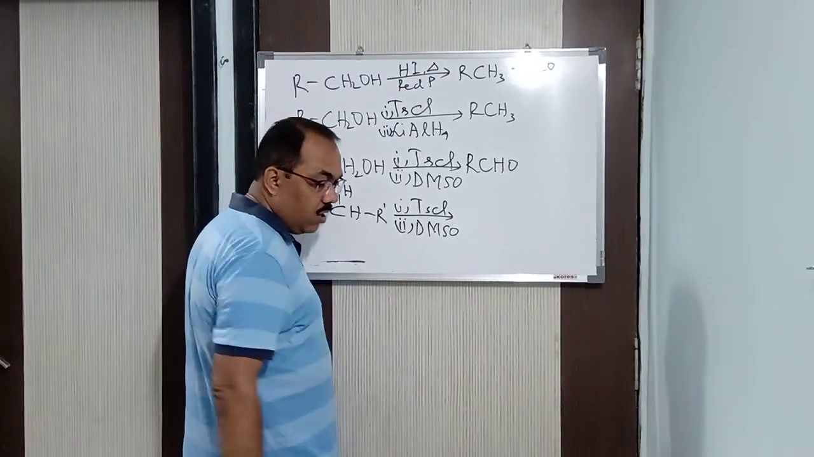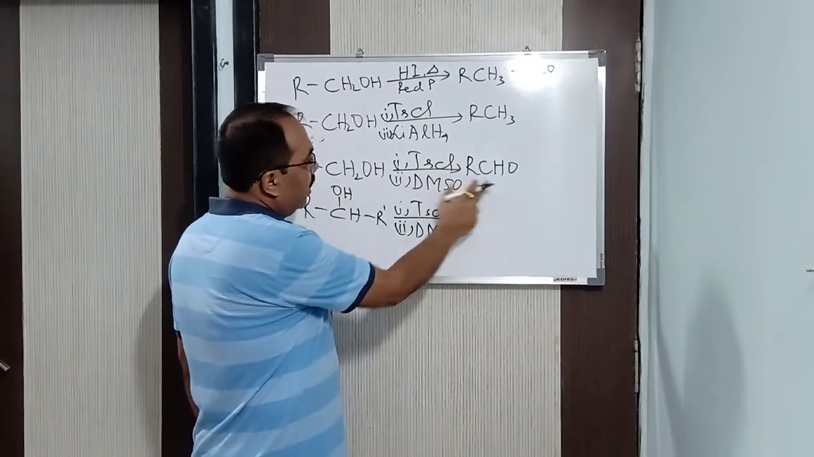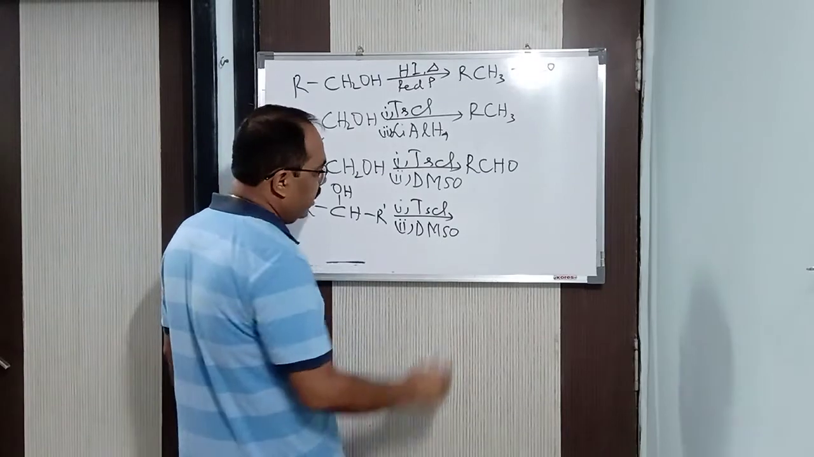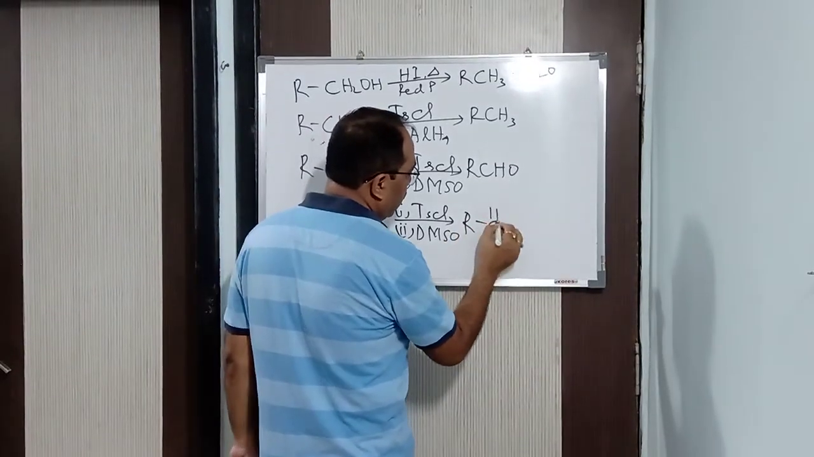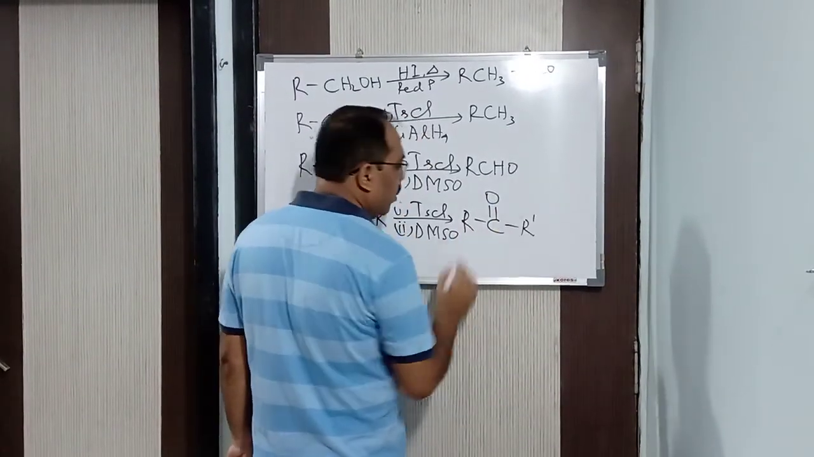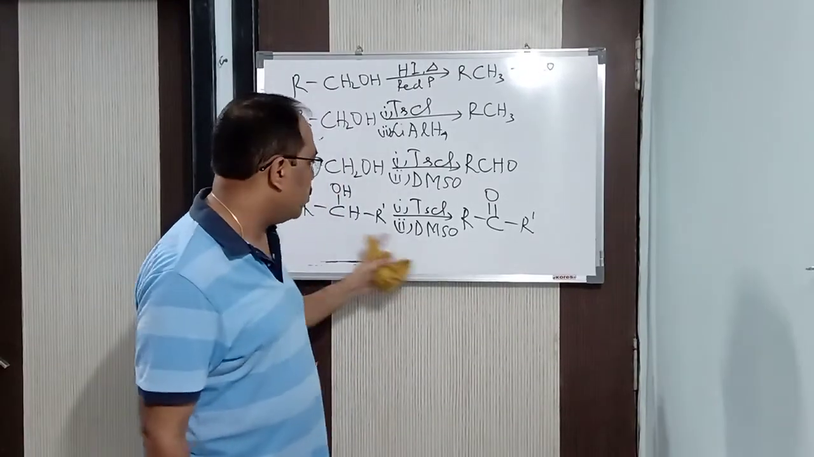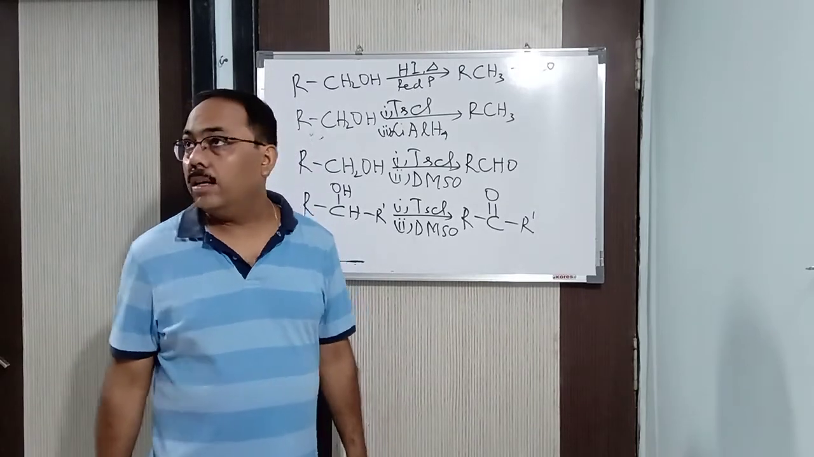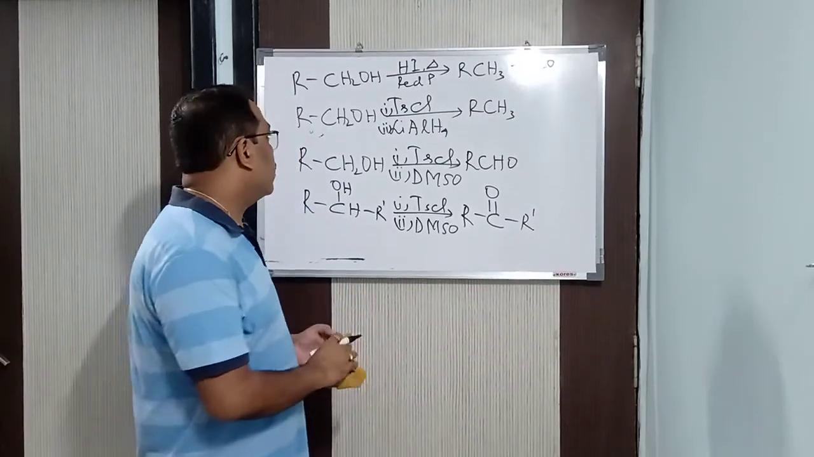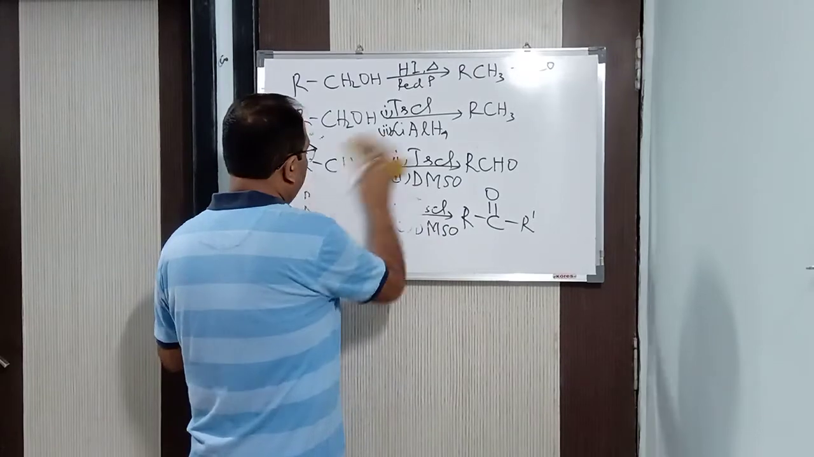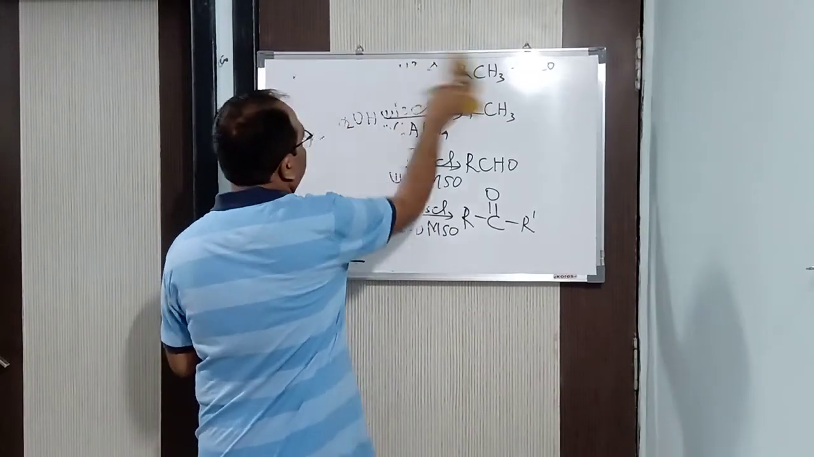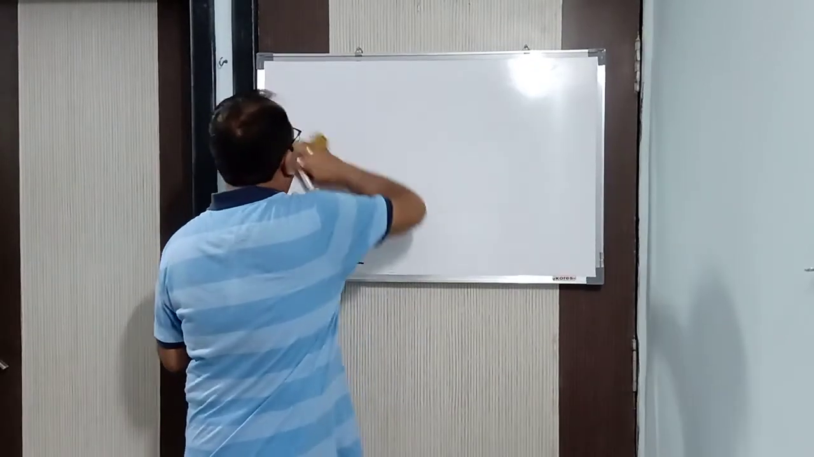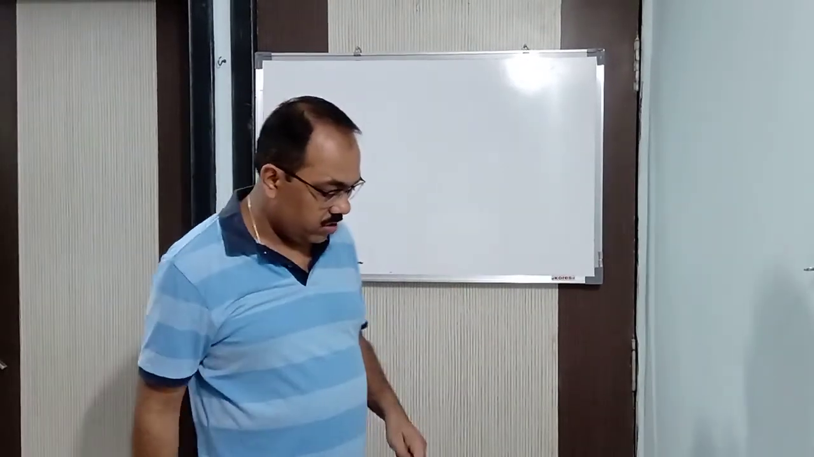Now see, primary alcohol gets oxidized to aldehyde. What happens with secondary alcohol? Secondary alcohol will oxidize to form nothing but ketones. Secondary alcohol oxidizes to ketones. In this way you will be getting ketones. So this is the oxidation and reduction reaction of alcohols, primary and secondary, so to say.